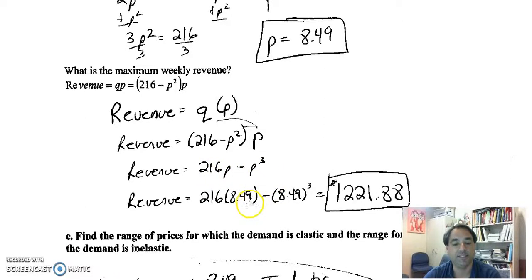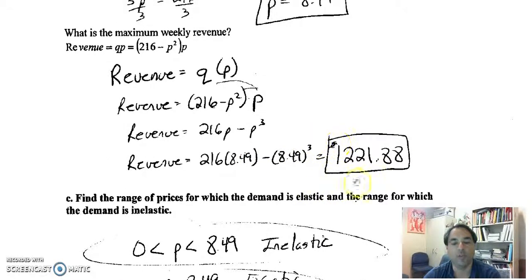Then we know what the best price is, which is $8.49. So I plug in $8.49 in for both. So we find our maximum revenue of $1,221.88. So our best price gives us our maximum revenue.